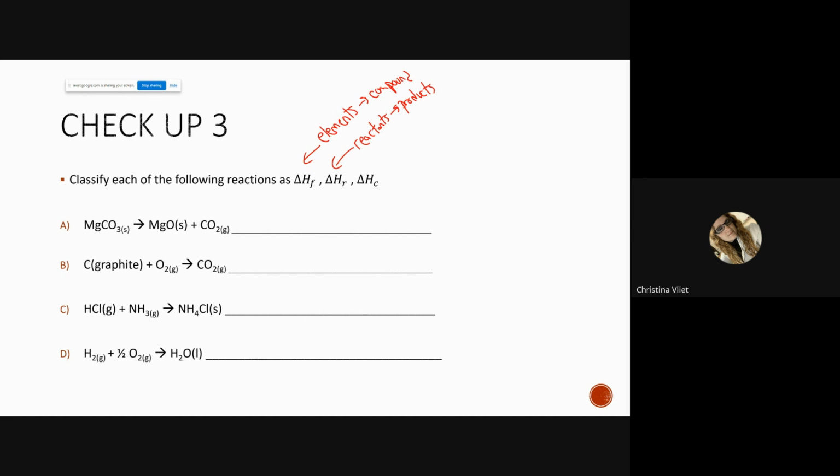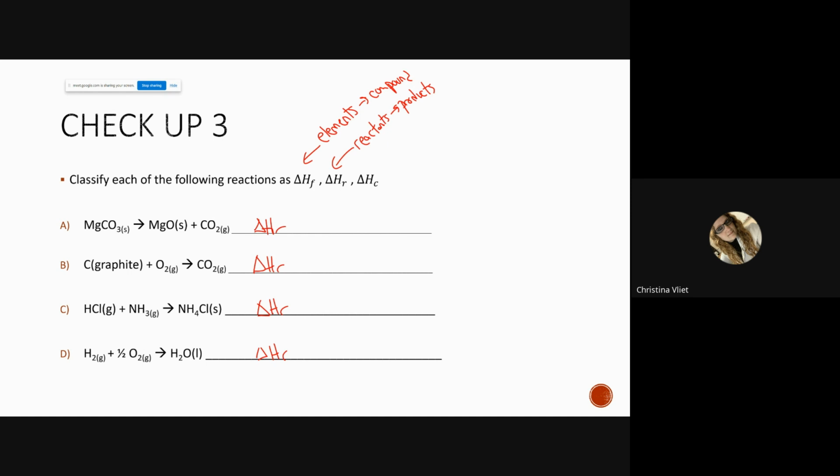If we have a chemical reaction, don't reactants turn to products every time? So wouldn't every reaction technically be allowed to be called a delta HR? Yes, every single one of these is a delta HR, but some of them can be classified as more than that. So far, so good? Because every single one of these changes is reactants to products.